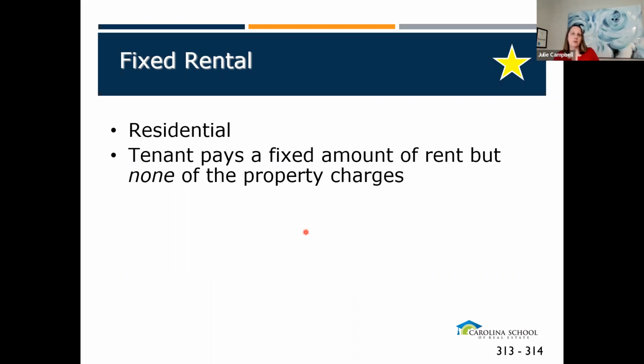All of these other types of leases that we're getting ready to talk about are mostly for commercial leases, mostly what we see in commercial transactions. So the only residential one we're going to talk about is a fixed rental.